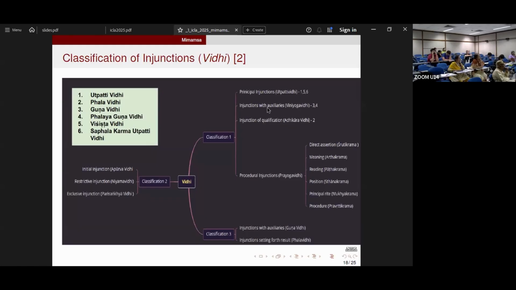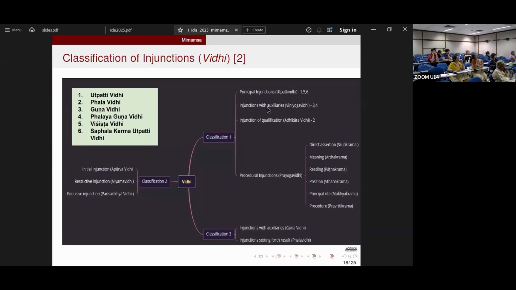Then you have Niyama Vidhi and Parisankhya Vidhi. These two come up when there's more than one way of doing something, right? Niyama Vidhi basically says that you have to do it only in this manner. It emphasizes one and negates the other.